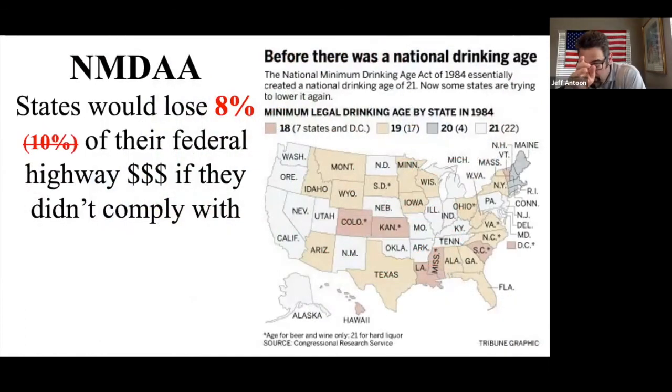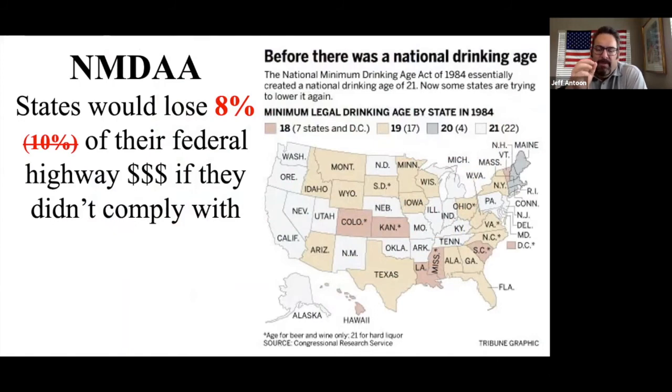And before there was a national drinking age of 21, at least to buy, each state had a minimum legal drinking age. In 1984 when I was 14, Texas was 19, so it was even younger. So you could see the conflict we had there.